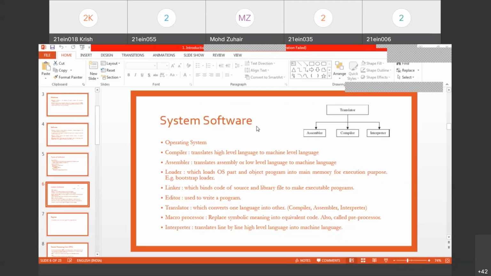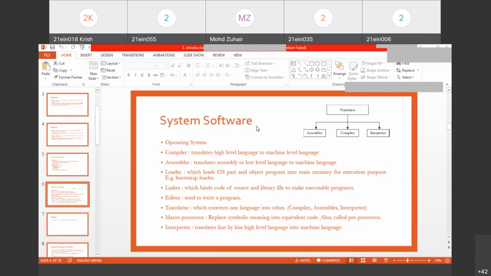So this is the task. Then next is assembler that translates the assembly or low level language to machine level language. Then we have loader, which loads the operating system part and object program into main memory for execution purpose. We have bootstrap loader. So once you press the on button or the power button of the system, the first thing that bootstrap will do is load the operating system into the computer. Then linker, which binds the code of source and library file to make executable programs.